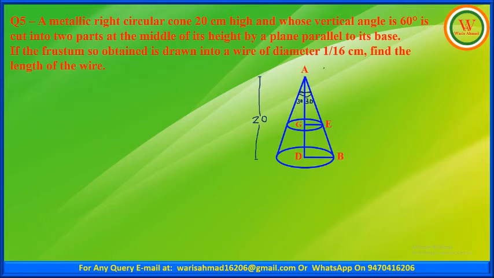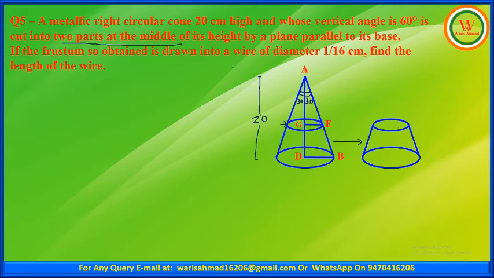Now the next line of the question is this cone is cut into two parts at the middle. So suppose this is the middle point, and from this point this cone is cut into two parts parallel to its base. If the frustum so obtained, when we are cutting this cone into two equal parts, then we will have a frustum like this. This is the frustum we will obtain after cutting the cone into two equal parts.